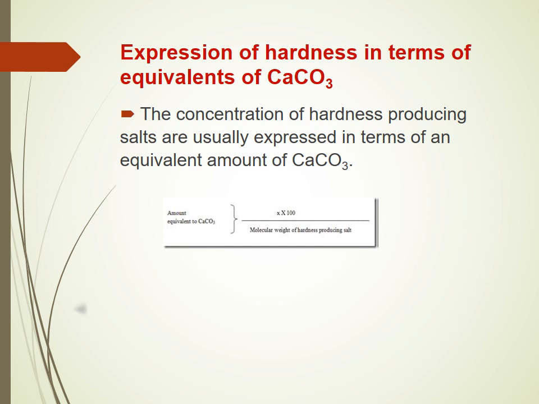Now there is one formula to determine the amount of the hardness producing impurity in terms of the equivalent amount of calcium carbonate, and this formula is X, that is, the weight of the hardness producing substance times 100 divided by the molecular weight of the hardness producing salt or impurity.